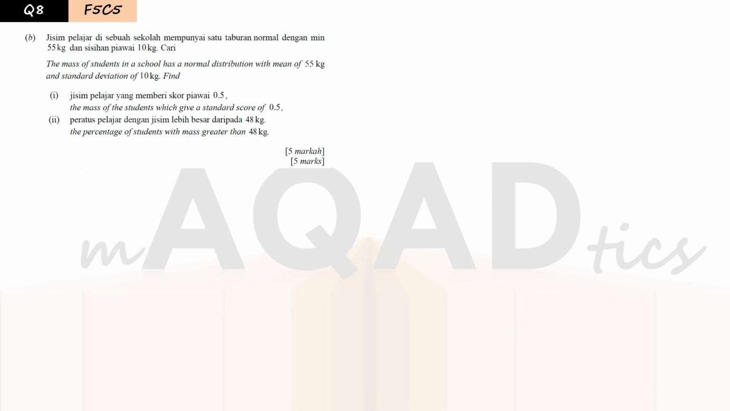0.1875. And for part B, it says the mass of the students in a school is a normal distribution. Here it doesn't say standard normal distribution, it says normal distribution. So this actually follows X, because Z is using standard normal distribution. Meaning the mass of students in a school is our X. So let us write it here: X is the mass of students in a school, and this X has a mean of 55 kg and a standard deviation of 10 kg.